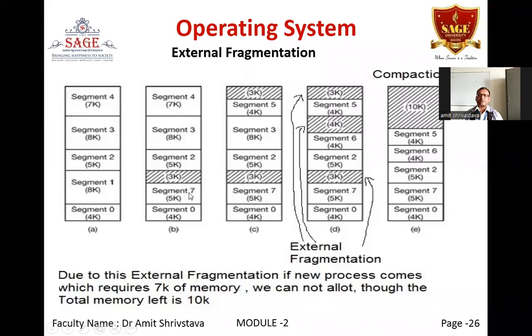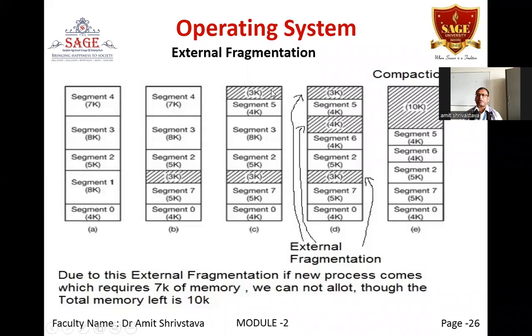A new process, segment 7, comes, which requires only 5K of space. So out of this 8K, we will give 5K to segment 7, and we are left with this 3K. So this is our hole, right? After some time, segment 4 also finishes its execution, so 7K of space will be freed up. A new process, segment 5, comes, which requires 4K of space. Out of this 7K, we will give 4K, so we are left with 3K here also. This is again 3K of space. So two holes are at present in this memory.